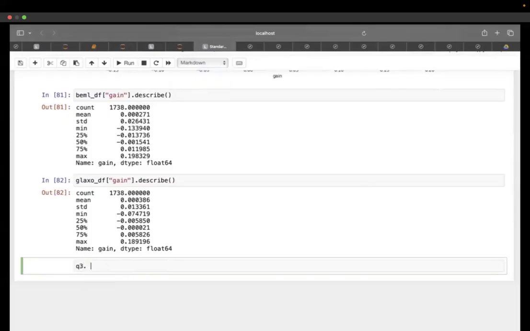Question number 3 says: what is the expected range of return for a 95% confidence interval? That's what I told you guys: the value of the confidence level is always going to be written in the question.